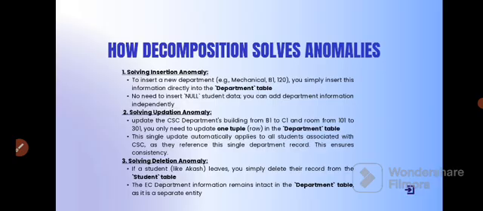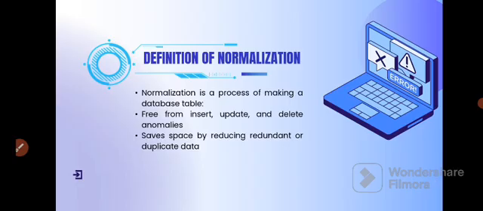Solving the deletion anomaly: if a student like Akash leaves, you simply delete the record from the table. The EC department information remains intact in the department table as it is a separate entity. So the department table is maintained separately, so even if you delete Akash's information from the student table, it won't affect the EC department information in the department table.